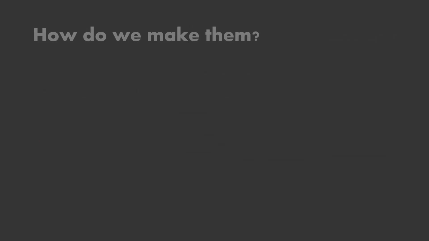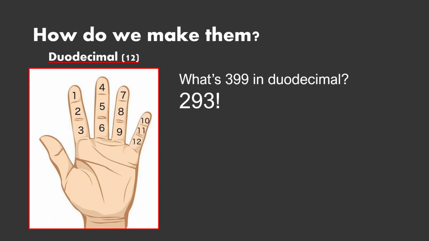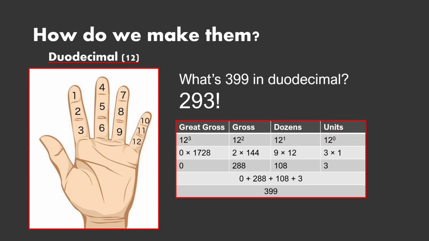So how do we make our own then? Well, if you wanted a different system, a great example that people use and normally vouch for is the duodecimal system, base 12. You can count this on your fingers like this, using your thumb. And what's 399 in duodecimal? It's 293, or the equivalent. But as you can see, it's smaller because they can be represented in more numbers. This is just proof that it's like that.